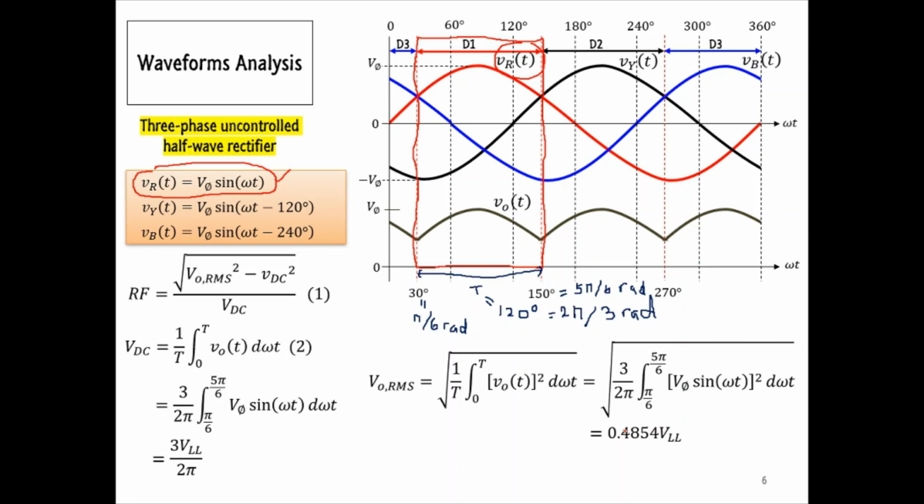Next, if we consider the peak amplitude of the line voltage equals 1 volt, therefore, the ripple factor of the half-wave rectifier is equal to 18.3%.